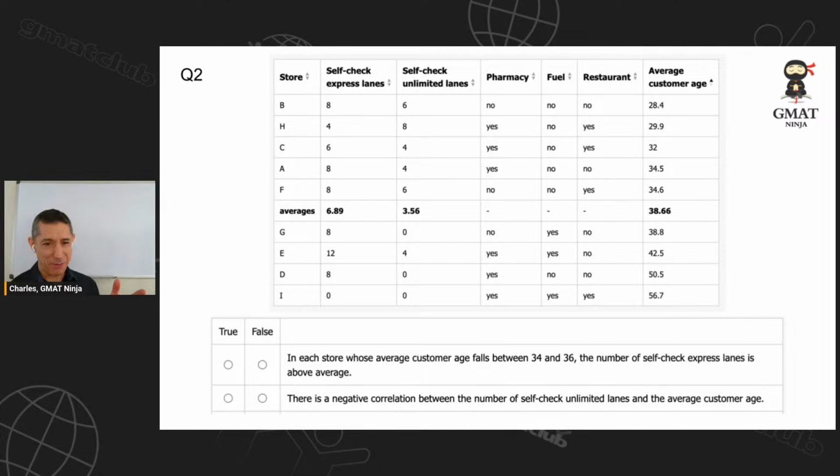First question, pretty straightforward. I left it on there probably for no good reason, because I think everyone gets this. Every store whose average customer age falls between 34 and 36, that's just 2 of them. We've sorted by age here, so just A and F. You can see that they're above average for the self-check unlimited lanes, or sorry, self-check express lanes. Easy enough. So true for the first one. Very, very straightforward there. It's the second one that's really fun.